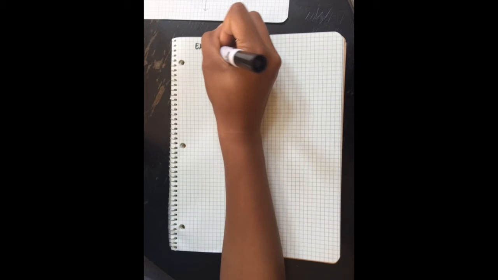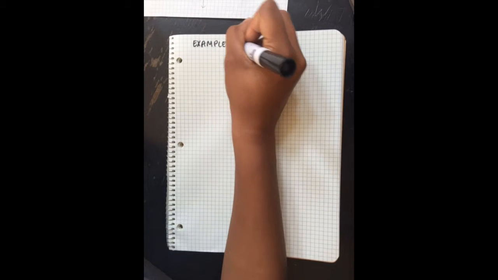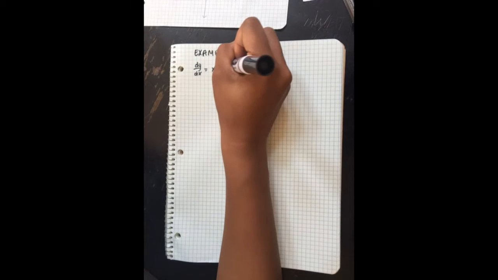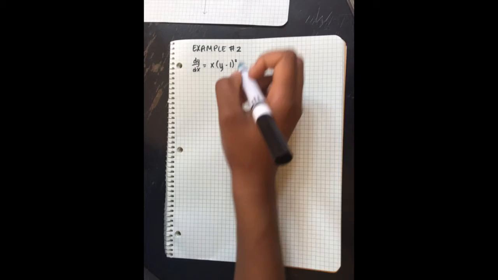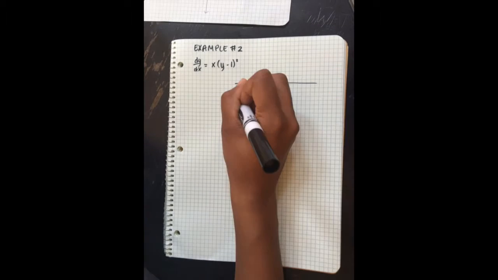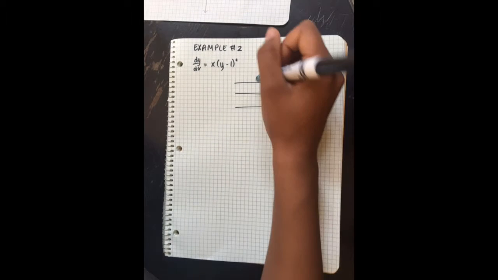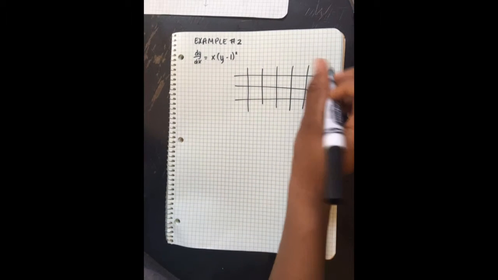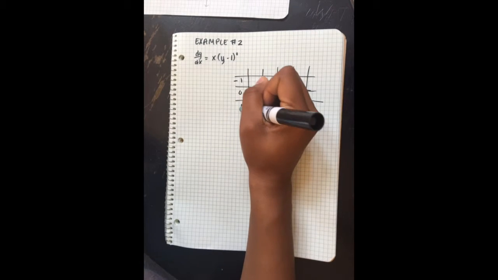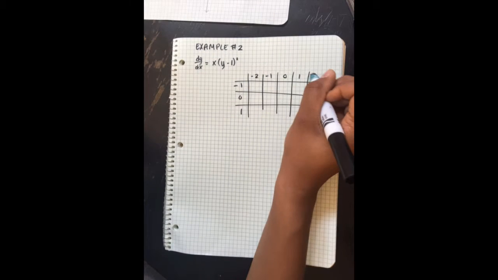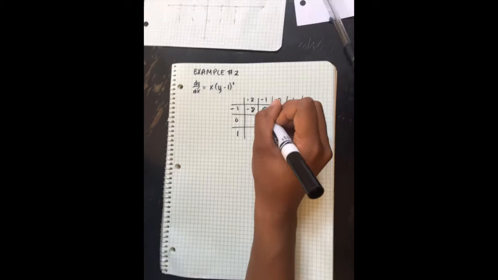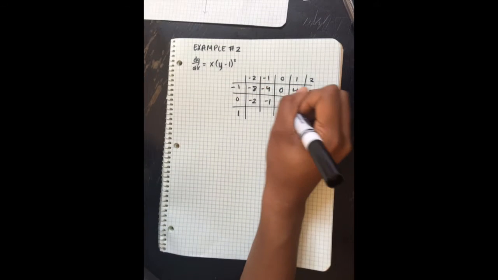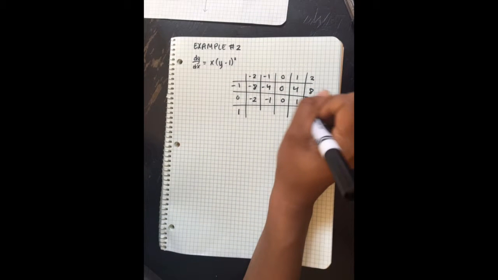So here is example number 2. dy/dx equals x times the quantity y minus 1, quantity squared. So now we're going to make a table just like we did in the past example so that we can keep a record of the slope at each point. Notice that the x values are again at the top and the y values are to the left. We then fill in the slope at each of these points in the table.